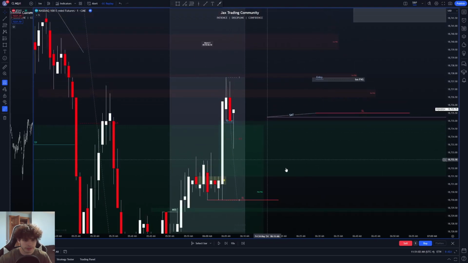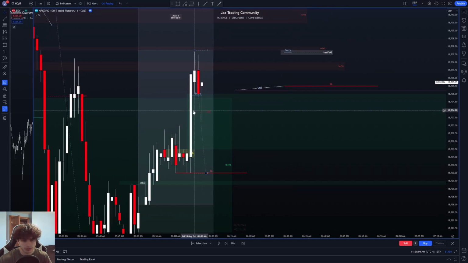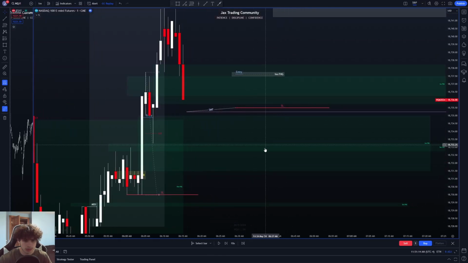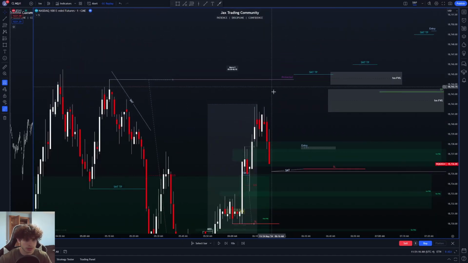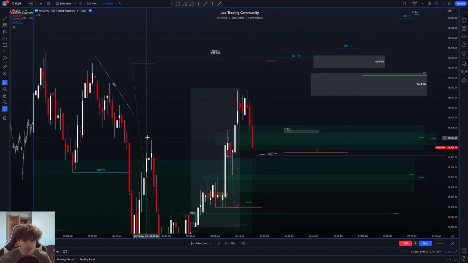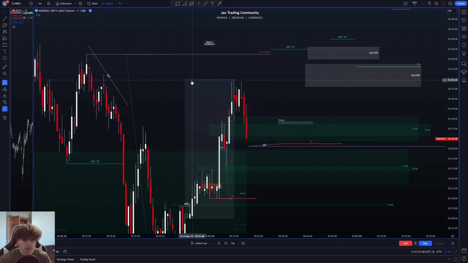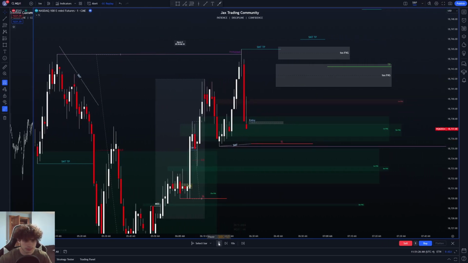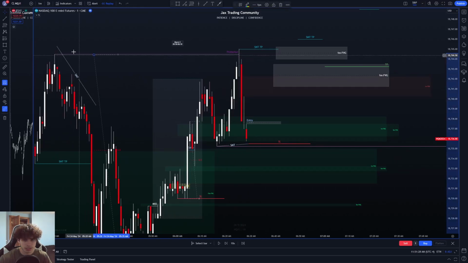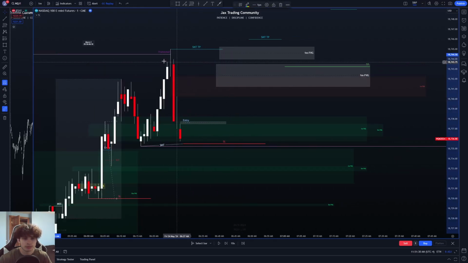Your entry would be in this fair value gap, or since this is a bigger fair value gap, you could do discount of this leg right here, and then your stop would be at these lows. We come up, and your target would be this protected high up here, or you could trim at this high right here. I would just take it at the protected high. The previous protected high is draw on liquidity for a later move.